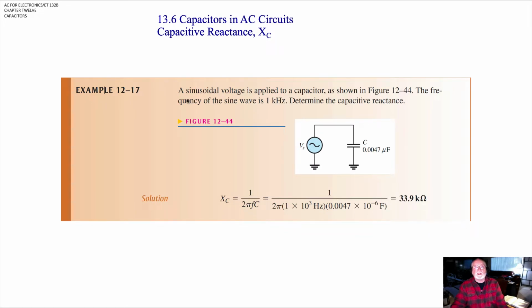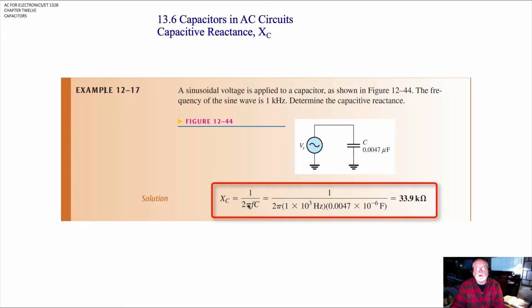If we look at a little example, a sinusoidal voltage is applied to a capacitor shown in the figure. The frequency of the sine wave is 1 kilohertz, 1 kHz. Determine the capacitive reactance. We know the frequency from the diagram. We know the capacitance, 0.0047, or 47 thousandths of a microfarad, is our capacitance. So we can start dropping those into the relationship.